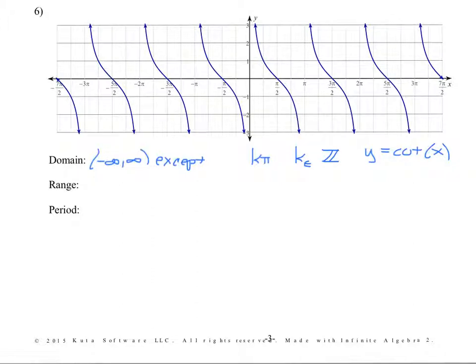You could choose, if you wanted to be a little bit of a smartass on the quiz, you could say the domain is negative infinity to infinity, except for 1,673,476 pi plus k pi where k is an integer.